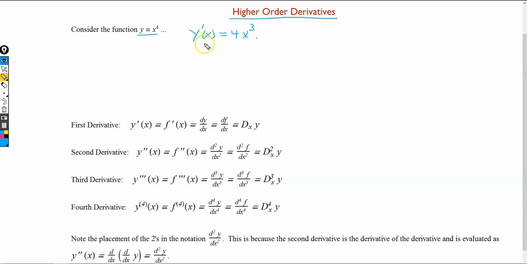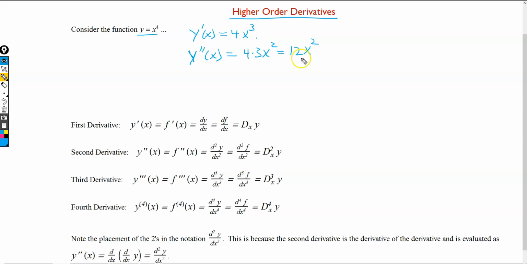Now this derivative is itself just another function of x, so there's nothing wrong with taking the derivative of it. So we're going to take the derivative of the derivative. When we do that, we get what we call the second derivative, and we would denote that by y double prime of x. And in this case, that would just be 4 times 3x squared, or just 12x squared. So this is what we call the second derivative.